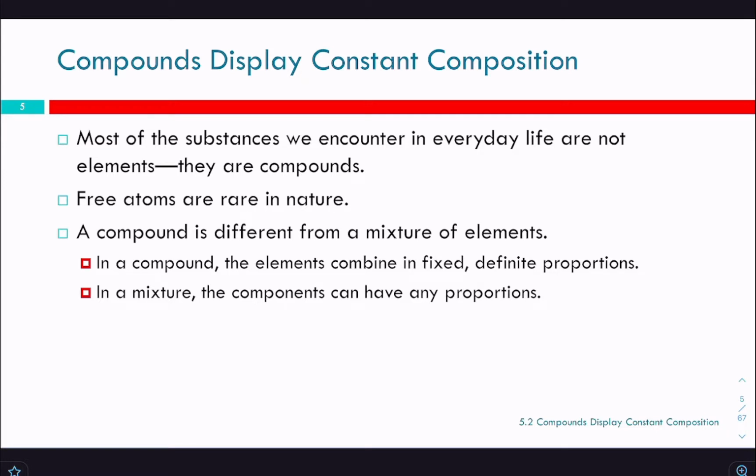So a compound is different from a mixture of elements. We've talked about this a little bit before because it's made up of atoms in specific proportions. So for water, there's always the one oxygen and the two hydrogens. It's always this 1-to-2 ratio. But in a mixture, like putting sugar into coffee, there's no set ratio for sugar and coffee.